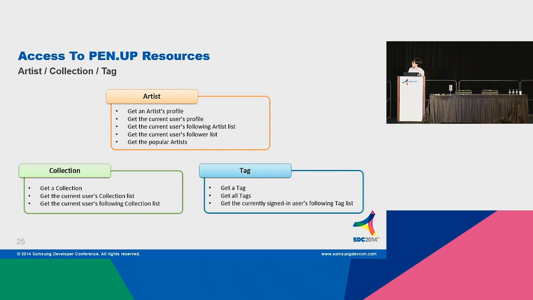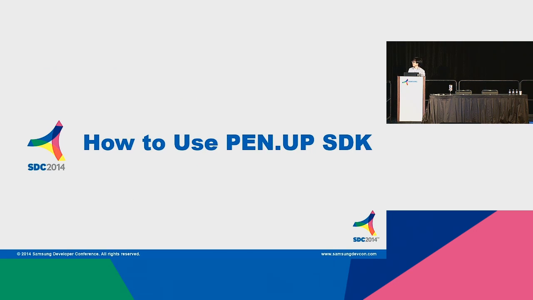And for artist, collection, and tag resources, the PEN.UP SDK provides these functions. So your application can get the artist resources containing the artist name, description, and so on. And you can obtain the basic information about collection and tag resources using these functions. So that's all I want to say about what is PEN.UP SDK. And let's move on to the final section, how to use PEN.UP SDK.